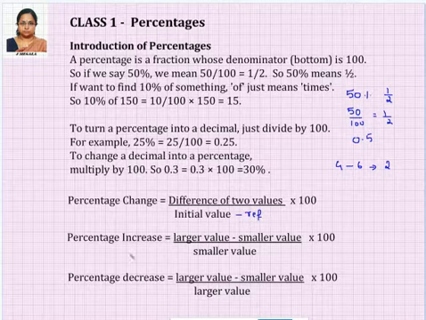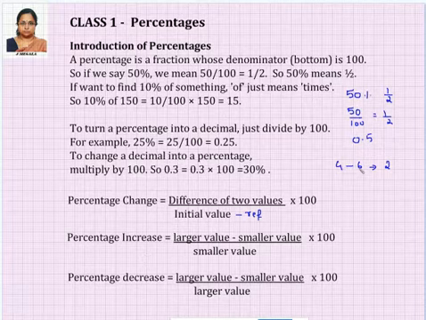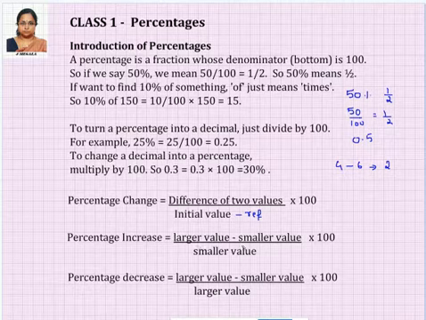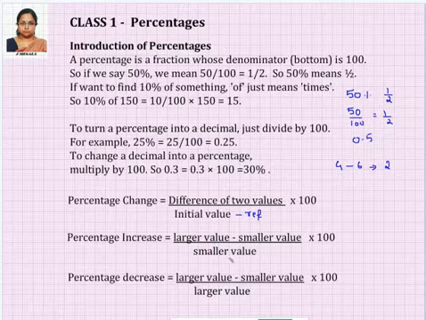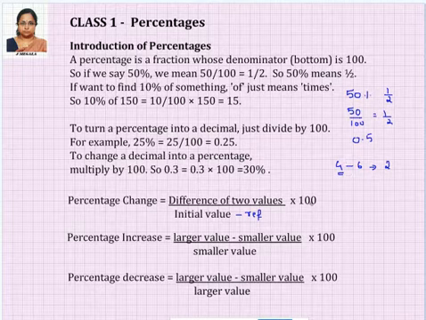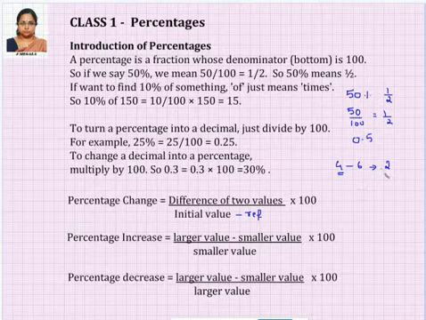Now for percentage increase, I said 4 is increased to 6. How much is the increase? It is nothing but the larger value minus the smaller value, because whenever I say increase, the initial value becomes the smaller one and the final value is going to be the larger one. So the difference of the two you have to take in the numerator, divided by the smaller value in the denominator, because when you say percentage increase, it is increasing from 4. So this becomes your initial value. In this case, the percentage increase is 2 divided by 4 into 100. So it's going to be 50 percentage.